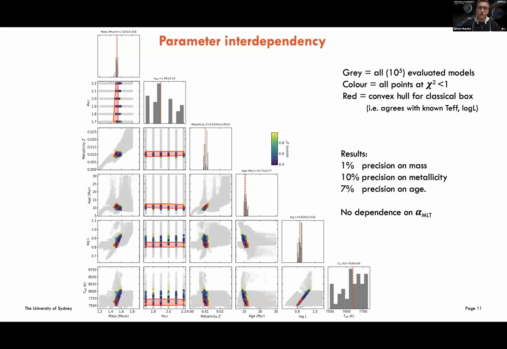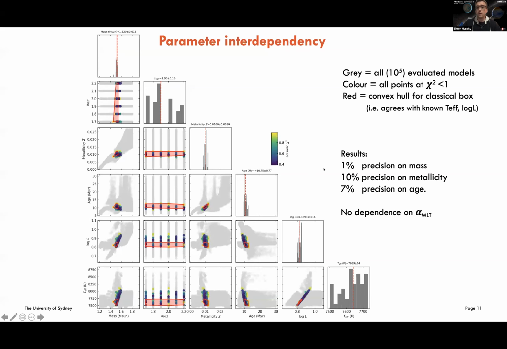Here, the gray circles represent all of the 10^5 models that we evaluated. And in color, we have our best fitting models, plural. So these are the models with chi-squared less than 1. In red, we've got a convex hull, which encapsulates all of the points that are consistent with the observed temperature and luminosity. So the colored points inside the red polygons are where our best fitting models lie.